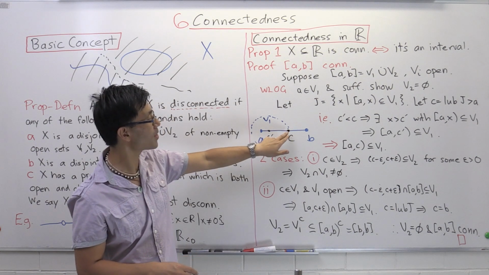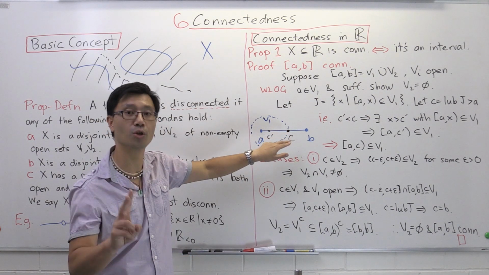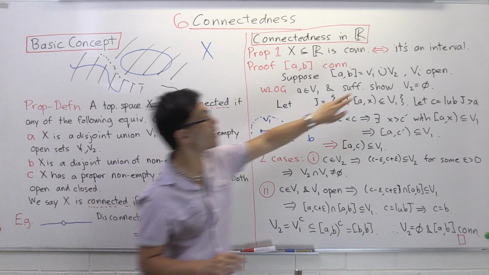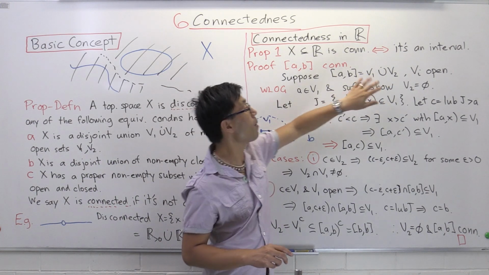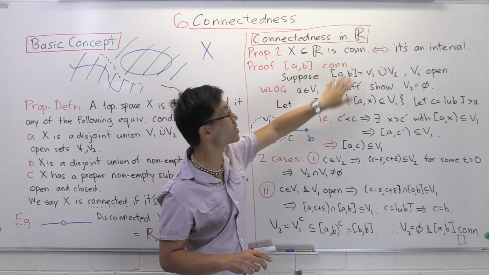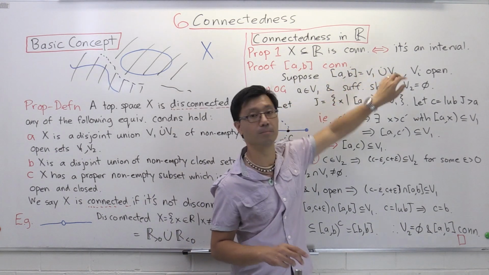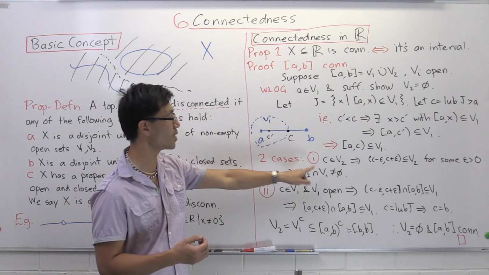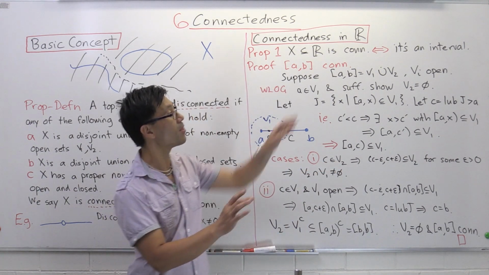So we're going to look at this point C, and we're going to divide up into two cases. So what are the two cases? It depends on whether C is inside the set V2 or V1. So remember, this is a partition of this set, so C has to be in one of them. So let's suppose first that it's inside V2. So C is inside V2. And remember, these are open sets.